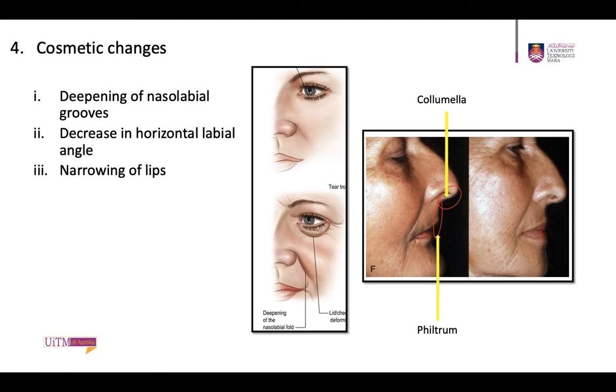The next cosmetic change that you can see in a patient with edentulous state is the increase in the columella philtral angle. Okay, what is columella? Columella is this structure here beneath the nose, and the philtrum is this structure here, the depressed structure on top of your lip, just beneath your nose. This is the angle we're talking about. So, when the patient is edentulous or doesn't have anterior teeth, you will find that this angle will become more obtuse. Okay, it will become more than 90 degrees.